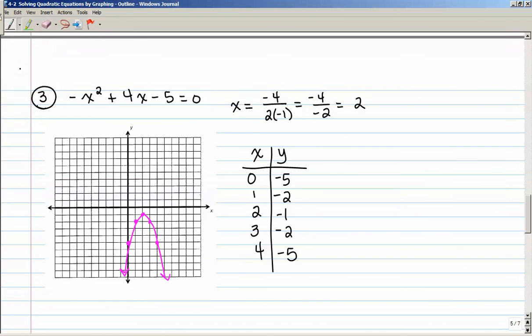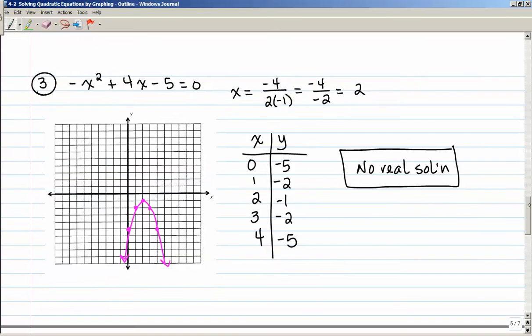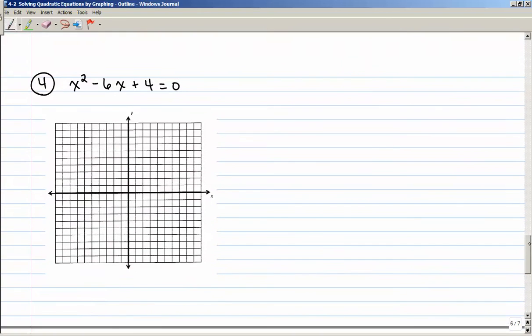So in this case, we say that there is no real solution. It's important that you put the real in there, as we'll find out in a few sections. There are imaginary solutions. We'll talk about that later, but for right now, there is no real solution because the graph of this equation does not cross the x-axis. That means that there is no number that you can pick for x, plug it into this equation, that will make it true.